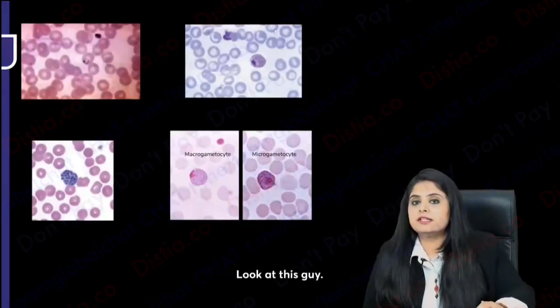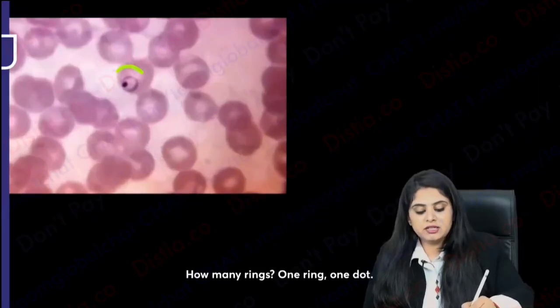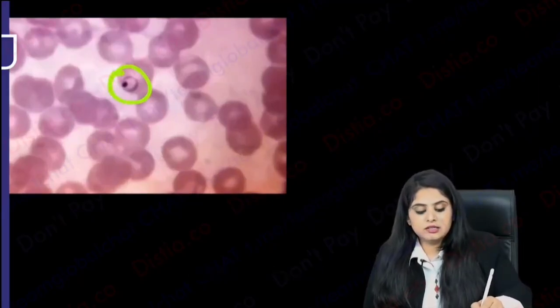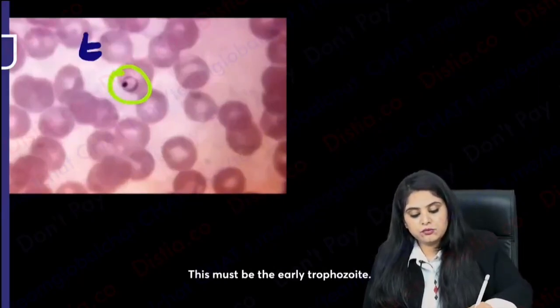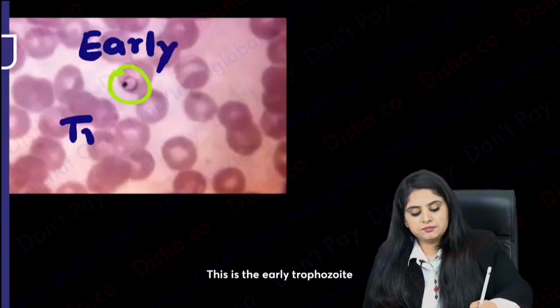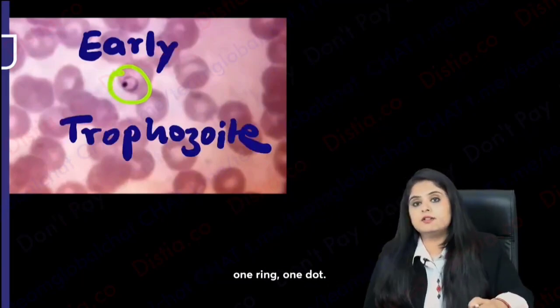Have a look at this. Look at this, guys. The first picture over here. How many rings? One ring, one dot. This must be the early trophozoite. This is the early trophozoite because I am seeing the beautiful one ring, one dot.